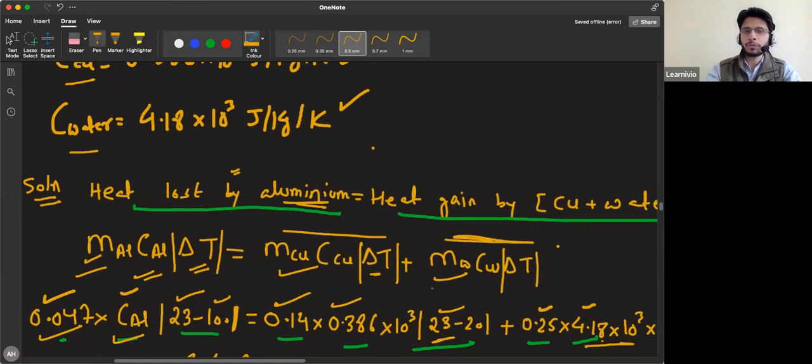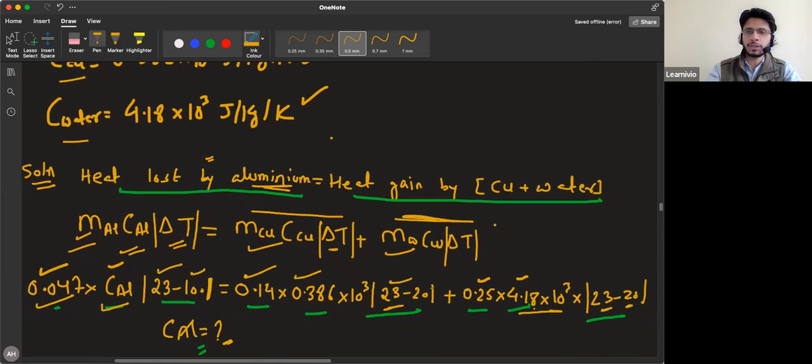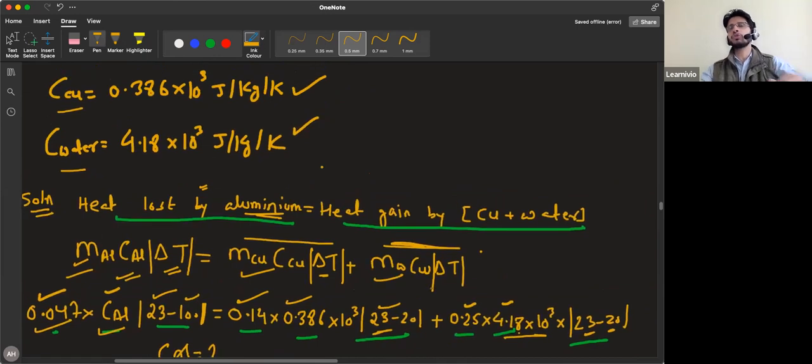In this type of question, if in the initial part you decide this is gain and this is lost, then no need to take the negative sign. That negative sign will create issues in your calculations. Is it clear? Yes, sir. Okay, just do it. Then we'll see how the mixing of liquids can be solved.